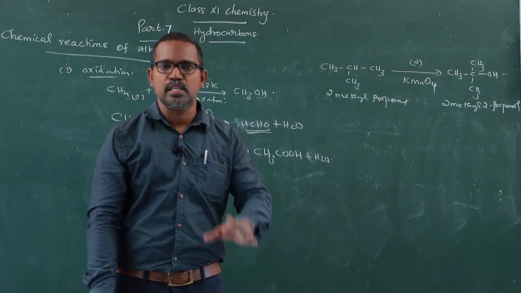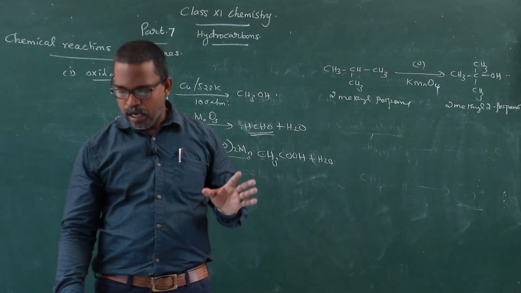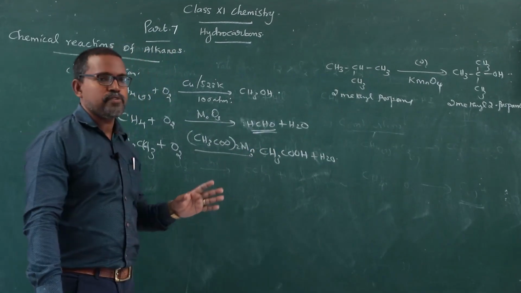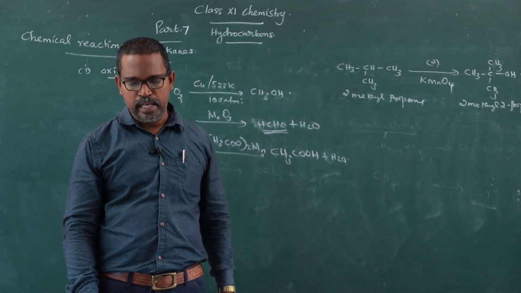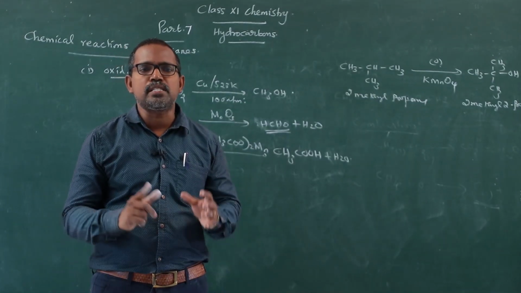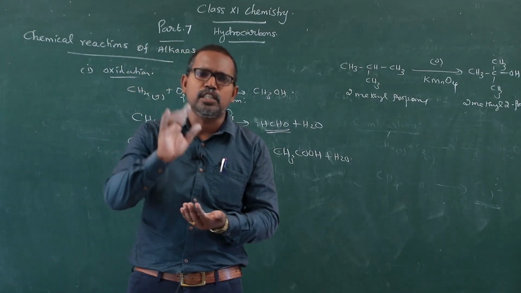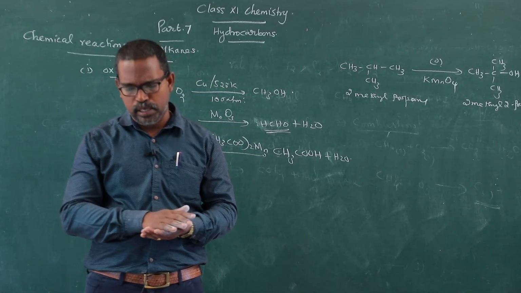So these are the first part of the chemical reactions. So far we discussed three reactions. First, the free radical substitution reaction. Next, the combustion reaction. Third, the controlled oxidation reaction. Depending upon the nature of the oxidizing agent used, we obtain different oxidation products.